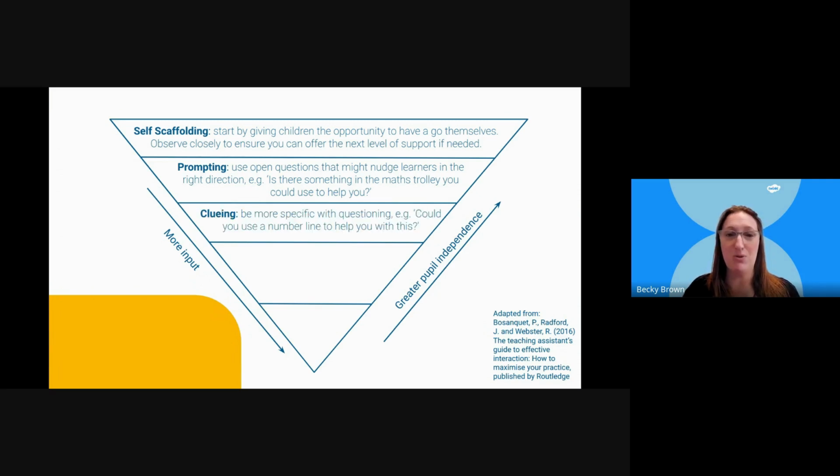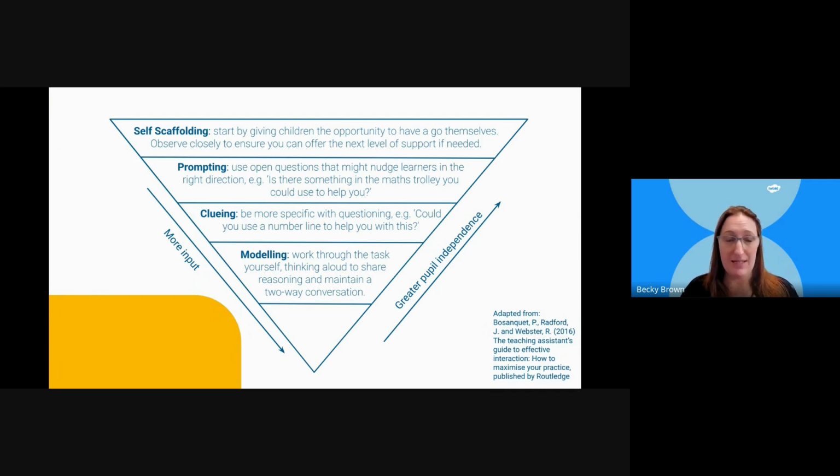Of course, it might need a bit more than that. And that's where you might go on to cluing. So being more specific, instead of saying, is there something that can help you? Maybe calling out a specific method that might be used. You might say, oh, could you use a number line? Or do you think the base 10 might help us here? Or could we act that out? So you're being a little bit more specific, still though using questioning. So what you're not saying is, let's use the base 10. You're asking the question. You're still giving the children the power here. It's them, trying to encourage them to be more independent in their choices.